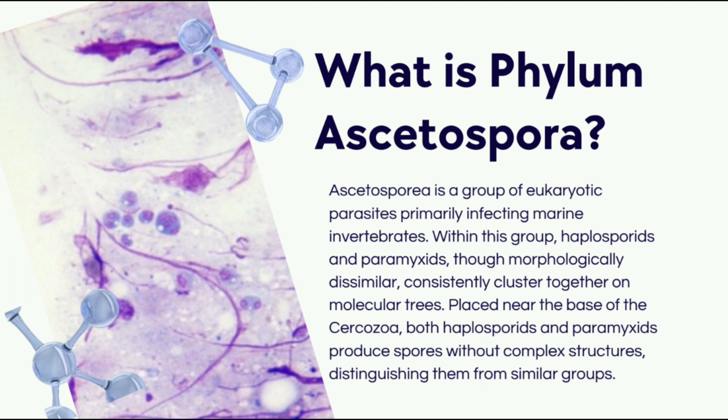According to Wikipedia, Ascetosporia is a group of eukaryotic parasites primarily infecting marine invertebrates. Within this group, haplosporids and paramyxids, though morphologically dissimilar, consistently cluster together on molecular trees. Placed near the base of the Cercozoa, both haplosporids and paramyxids produce spores without complex structures, distinguishing them from similar groups.